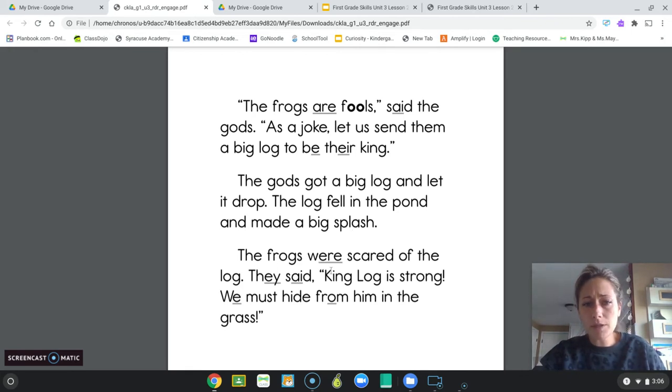The frogs were scared of the log. They said, "King Log is strong. We must hide from him in the grass."